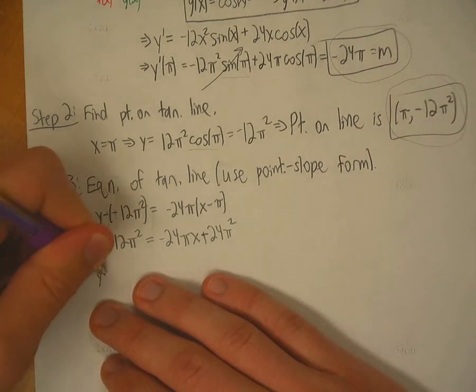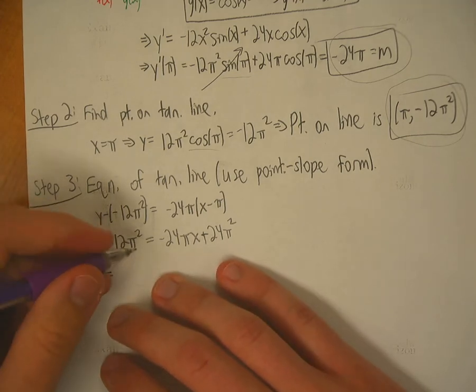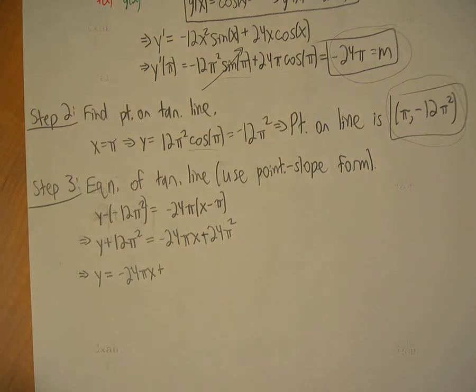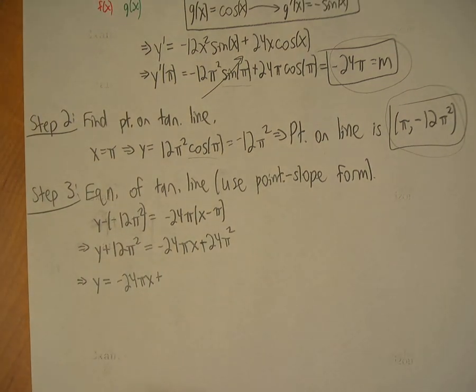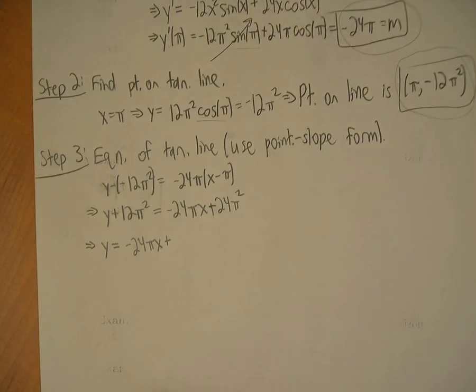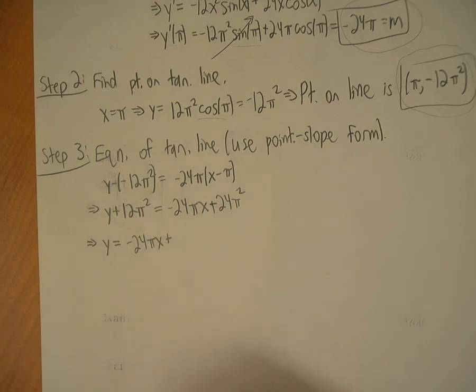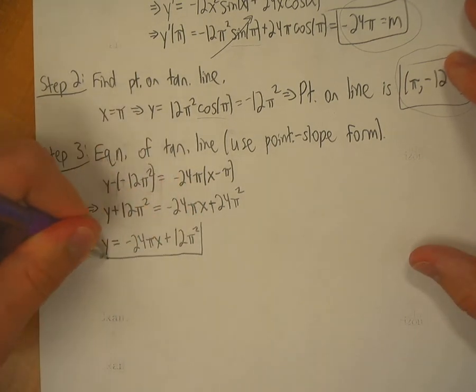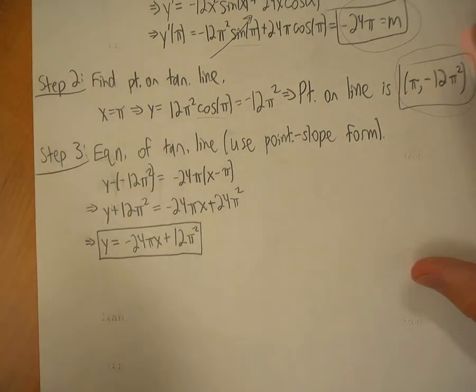So then you ultimately get that the equation is going to be negative 24 pi x, and then plus what? So what's the last term going to be if we bring this 12 pi squared over to the other side? Yep, just 12 pi squared. Okay. And that, ladies and gentlemen, is your equation of the tangent line.